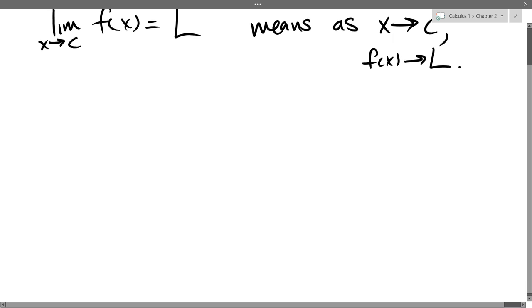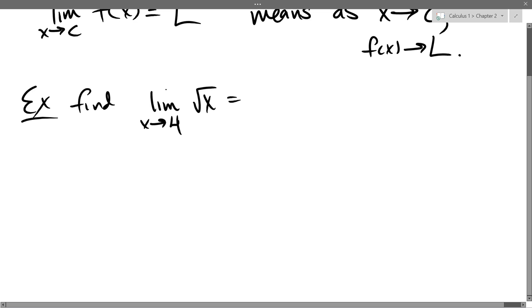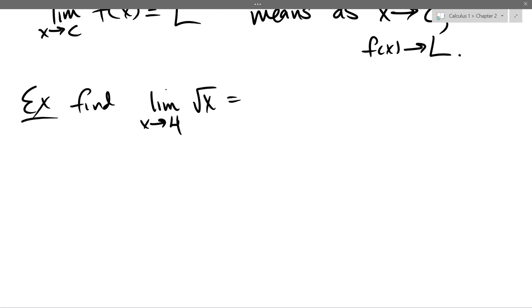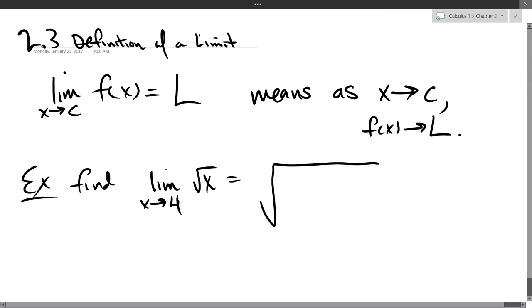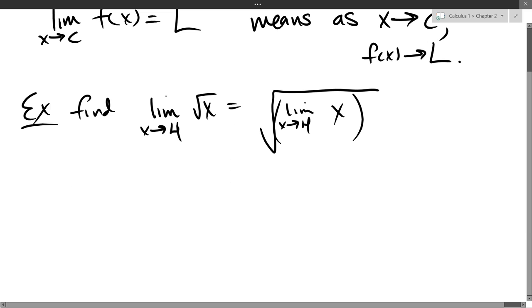Let's go with our square root. How about that? We'll do an easy question. Find this limit. You can use the limit rules that I showed you. The only rule you really need is this: you can write the power like this, and bring the 1/2 power outside the limit. This is the exponential rule, or the power rule for limits. And of course, the limit as x approaches 4 of x is just 4. So you get square root of 4, which is 2.